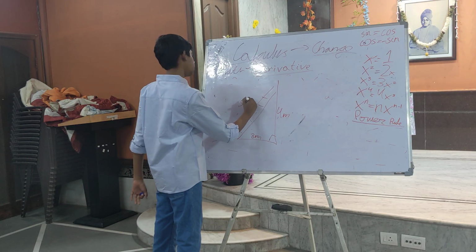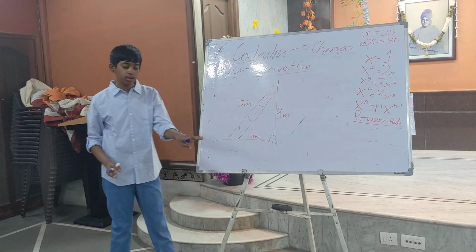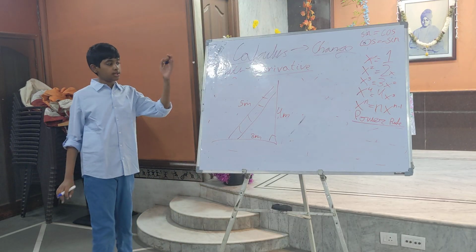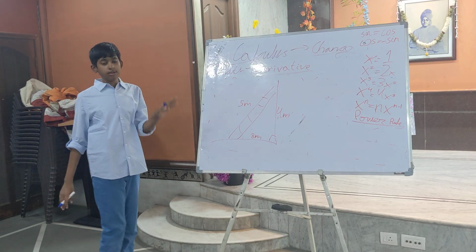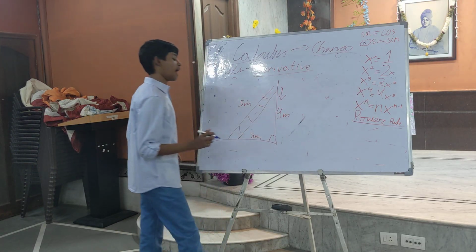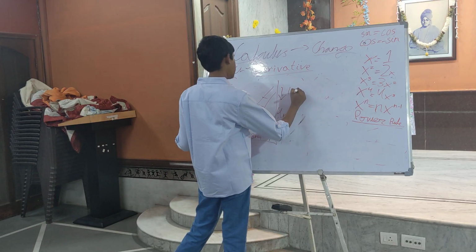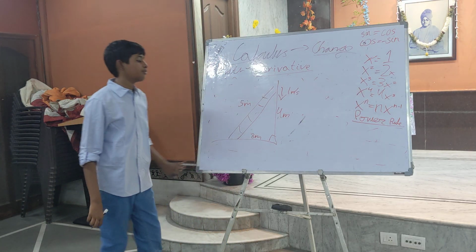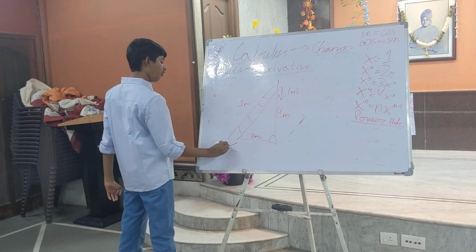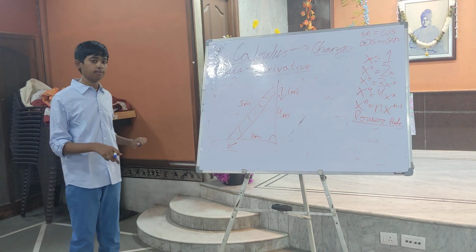The total length of the ladder is 5 meters, of which 3 meters is covered on the ground, 4 meters is on the wall. But the ladder is not stable. It is falling. The top of the ladder is falling down at a speed of 1 meter per second. The question I want you to answer is, how fast is the bottom of the ladder moving right now?